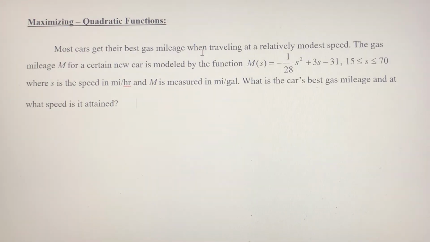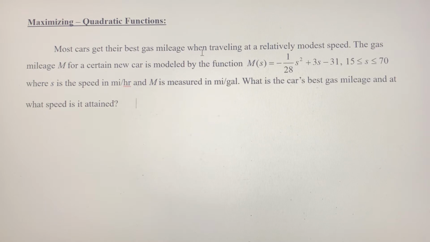Right, so in this video, we're going to maximize a quadratic function. So the problem: most cars get their best gas mileage when traveling at a relatively modest speed. The gas mileage variable m for a certain new car is modeled by the following function. So m of s equals negative 1/28 s squared plus 3s minus 31.